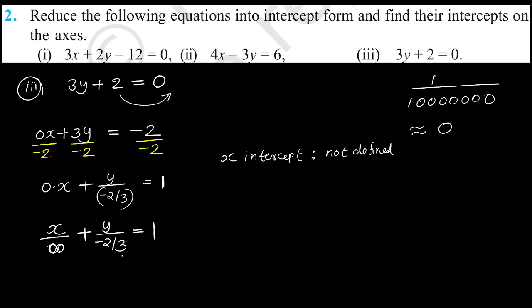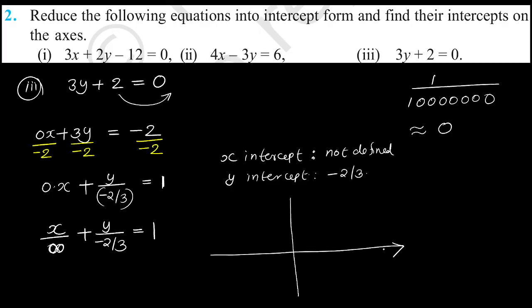The y-intercept is there. The number below y is the y-intercept. You can write the x-intercept as either infinity or not defined. The y-intercept is there, minus 2 by 3. So what does it actually mean? What is the meaning of this equation? I mean, what is the line? How can we draw the line?